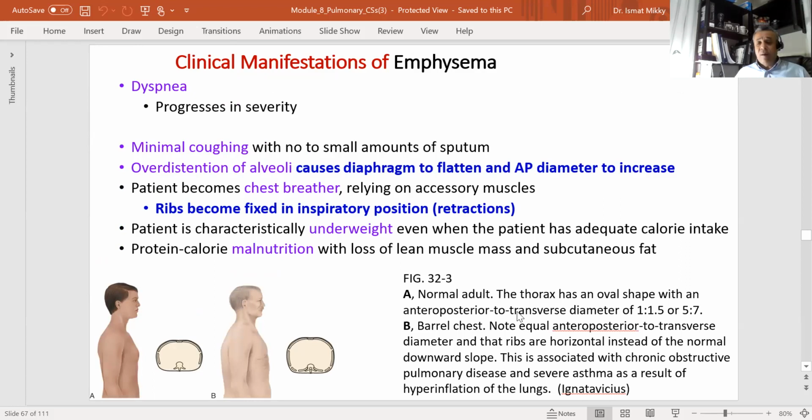They manifest with dyspnea, difficult breathing. The patient will first complain of dyspnea on exertion, and that then progresses to interfere with the patient's ADLs and eventually to dyspnea at rest.